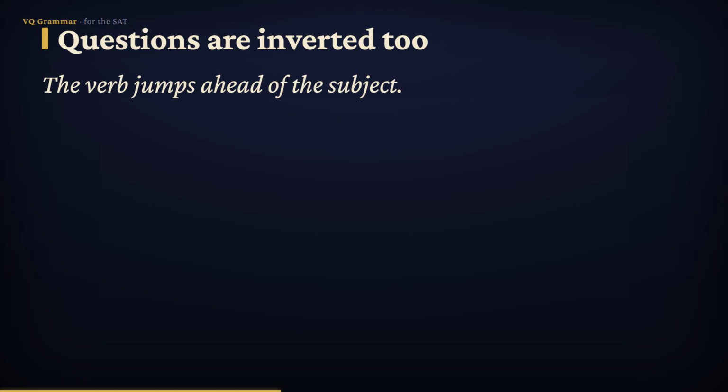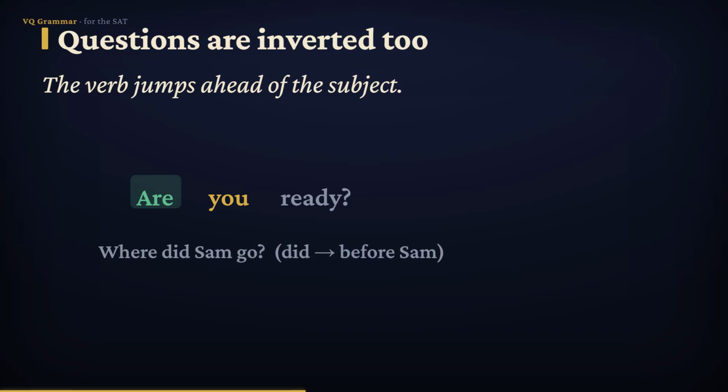Questions flip the order too. In most questions, the verb, or a helping verb, jumps in front of the subject. Are you ready? The verb are comes before the subject, you. Where did Sam go? The helper did comes before the subject, Sam. A quick way to find the subject in a question is to turn it back into a statement. You are ready. Sam did go. Then the subject pops right back to the front, where you can spot it easily.